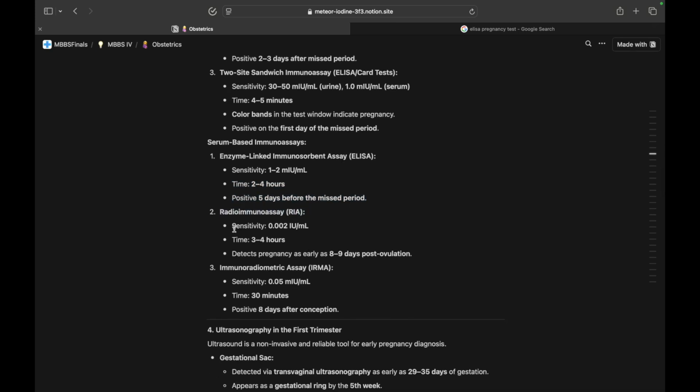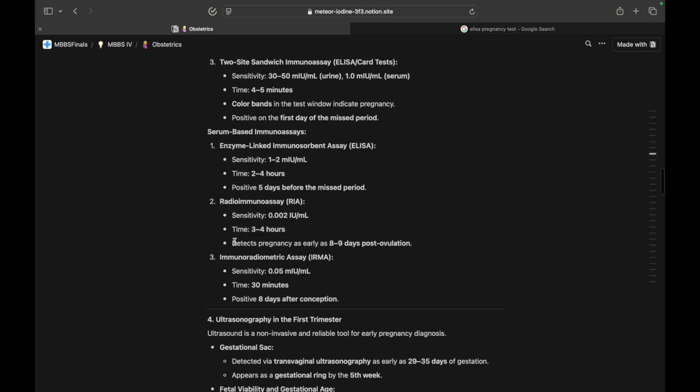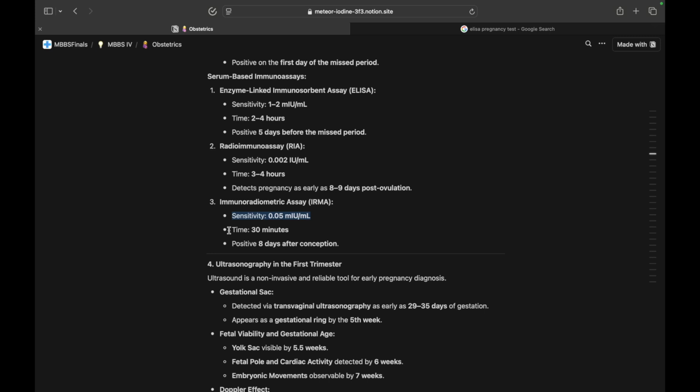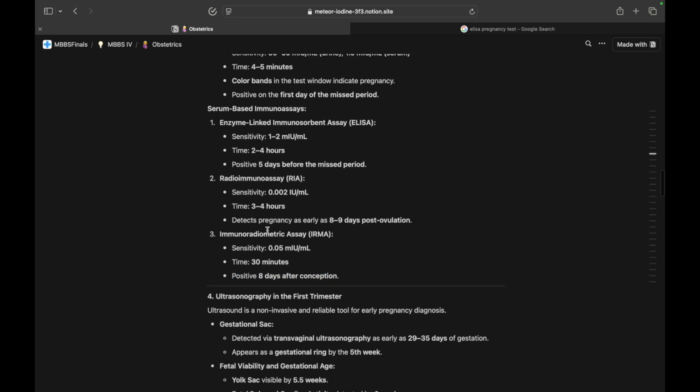Radioimmunoassay: the detection rate is very high, and it can detect it very easily even at such a low value. It doesn't mean the sensitivity is low; sensitivity is very high, it can detect it very easily, that is what it means. Time is 3 to 4 hours and it detects pregnancy as early as 8 to 9 days post ovulation. And lastly, immunoradiometric assay, IRMA: sensitivity is 0.05 milli-international units per ml and time is 30 minutes, and it is positive 8 days after conception.